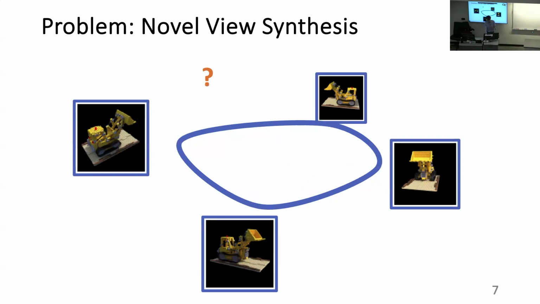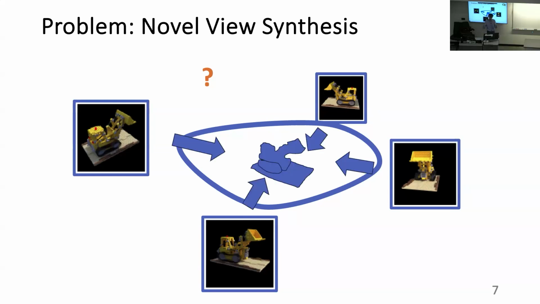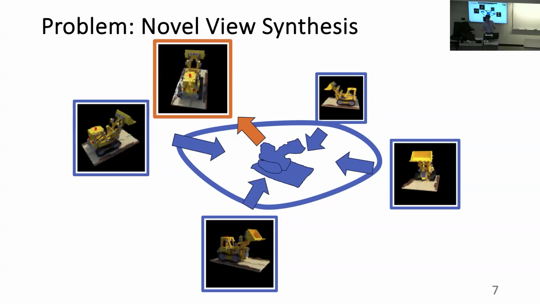And the idea here is that given our camera positions and given our observed images, we would like to construct some kind of model of our 3D space. And from this model, we would like to sample or render out this model from a different viewpoint. And ideally, this should be the same as if we just took a picture from that angle as well.